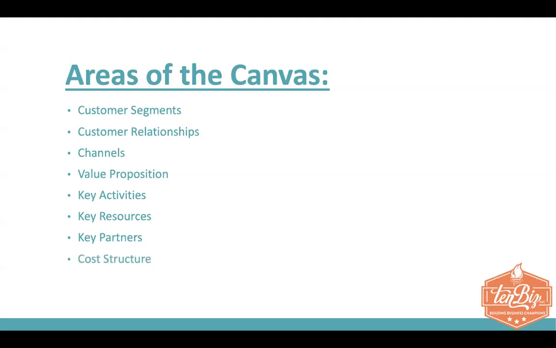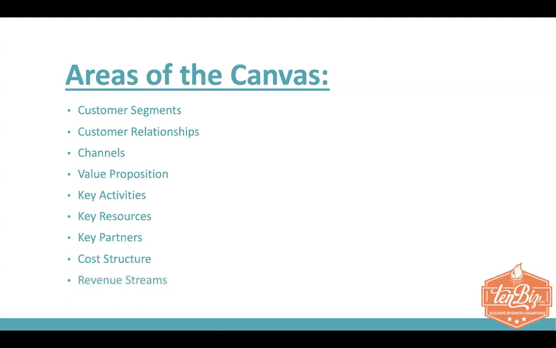And then the last 2 are the financial section of the canvas, just like the financial section of the business plan. One is cost structure. So cost structure basically means, what is it that we pay out? What do we pay it for? What does that look like? What's our overhead? What's our profit margin? All of those different kinds of financial components related to the cost and the expenses that we're paying out.